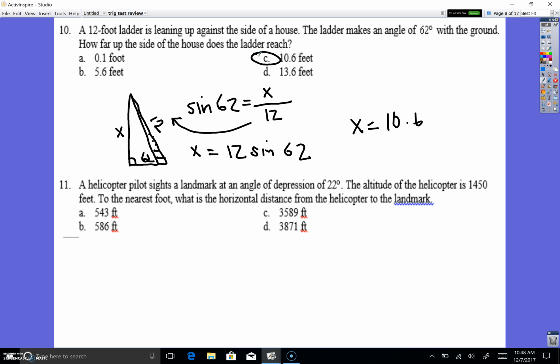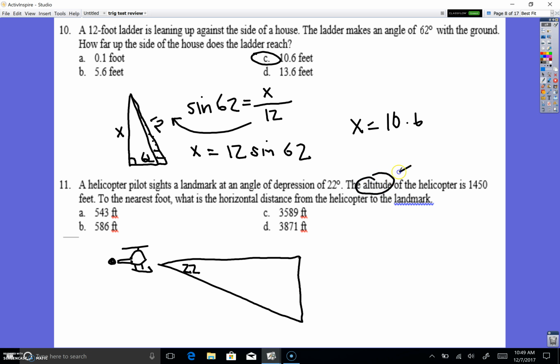Last one. I've got my helicopter. Okay, angle of depression. Remember, angle of depression is from the line of sight down. So this is 22. The altitude of the helicopter, altitude is another word for height, same thing as height, is 1450. To the nearest foot, what is the horizontal distance?